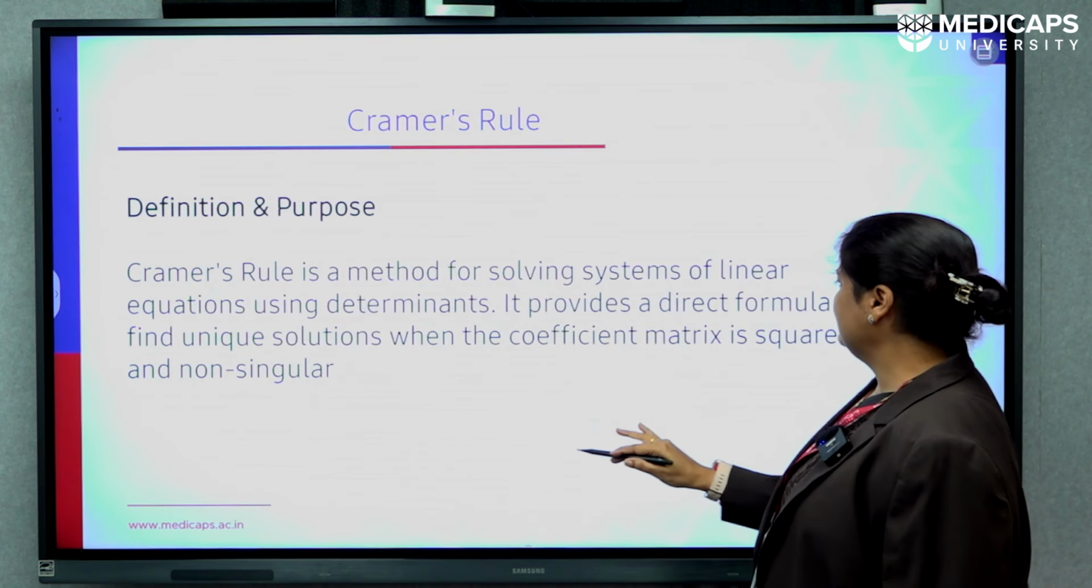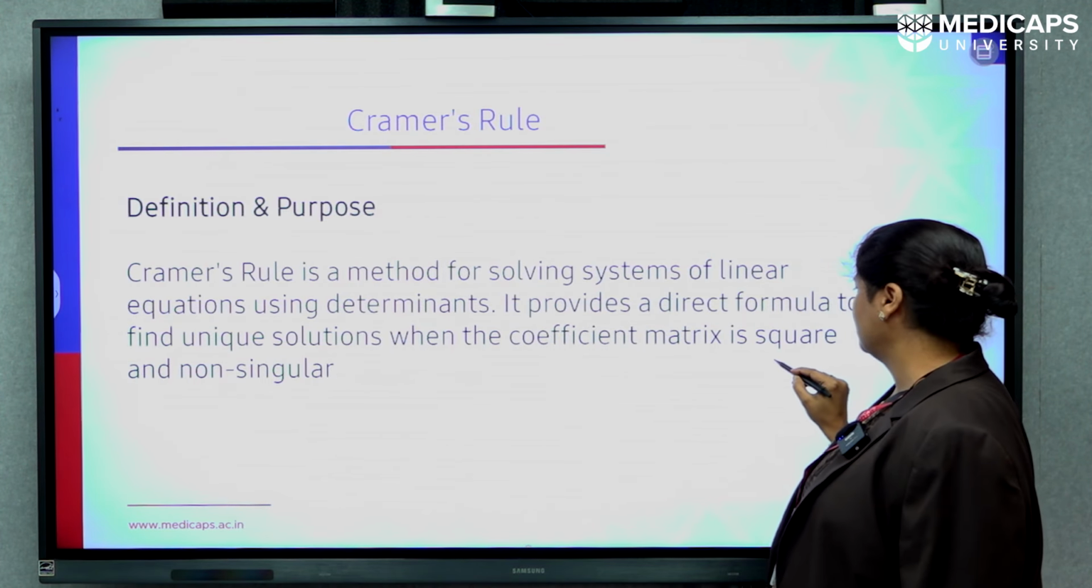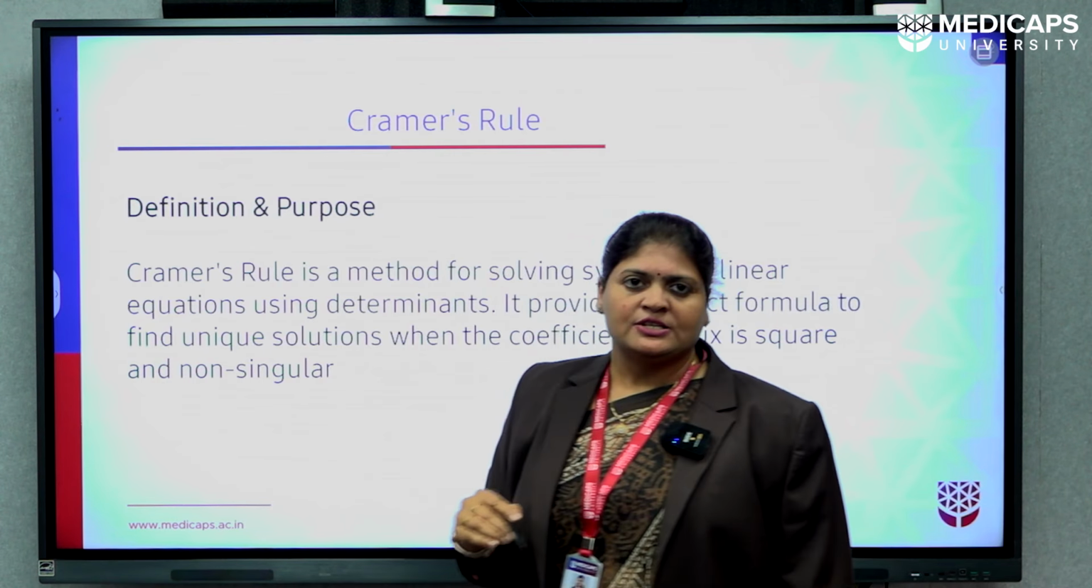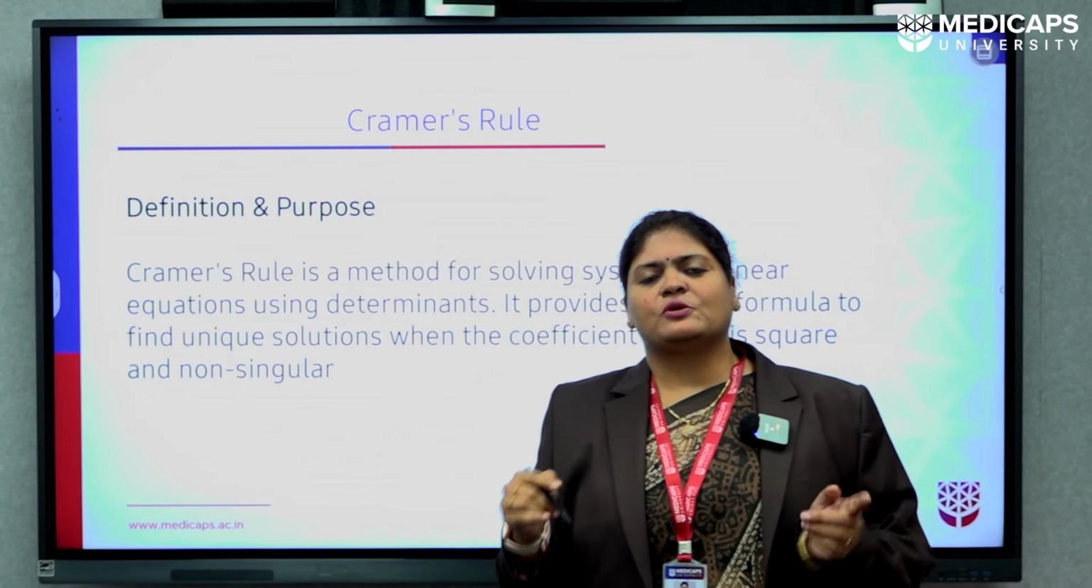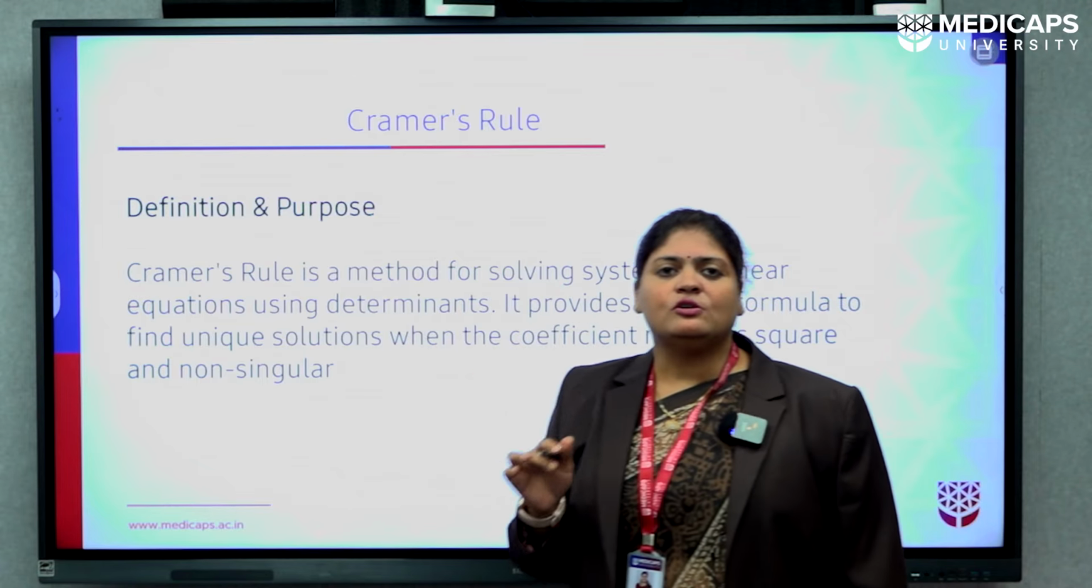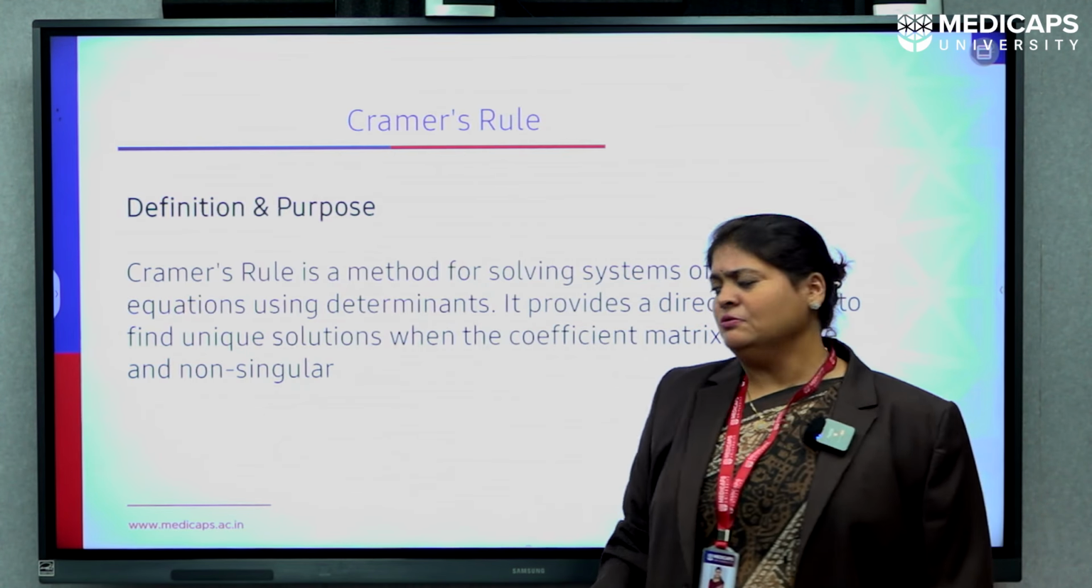So in Cramer's rule, the coefficient matrix should be square and it should be non singular. Square means rows and columns should be the same in number, and non singular means the determinant of the coefficient matrix should not be equal to 0.